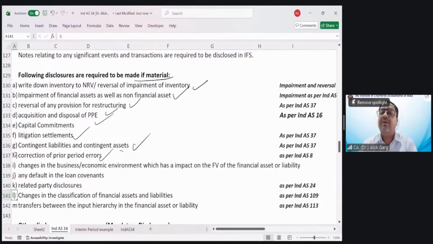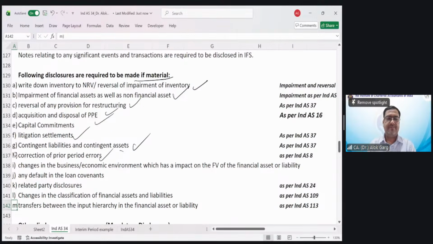There are 3 classifications for assets and 2 classifications for liabilities. I'm just telling you: for assets, it is amortized cost, fair value through other comprehensive income, and fair value through P&L. These are the 3 classifications of financial assets, and there are 2 classifications of financial liabilities, amortized cost and fair value through P&L. If there is any change within these classifications, it is required to be disclosed. What is meant by these items, you will be able to learn in Ind AS 109.